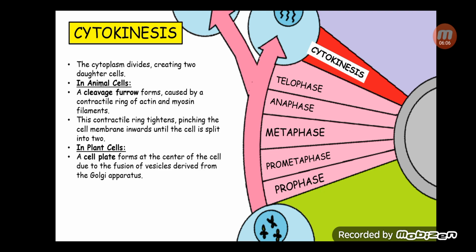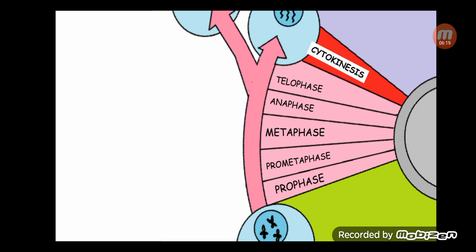In plant cells, there is a cell plate formed at the center of the cell due to fusion of vesicles derived from the Golgi apparatus. The cell plate expands outward until it fuses with the existing cell wall, dividing the cell into two daughter cells.